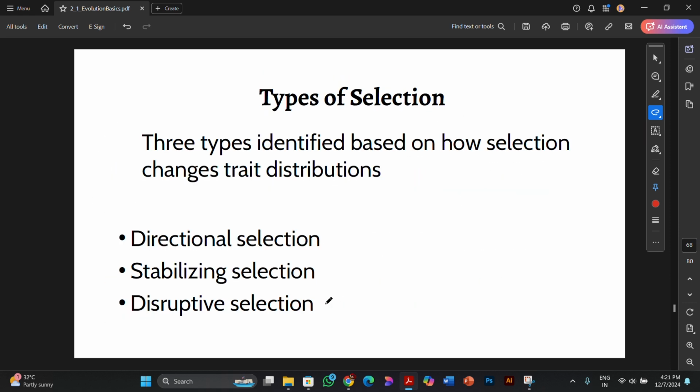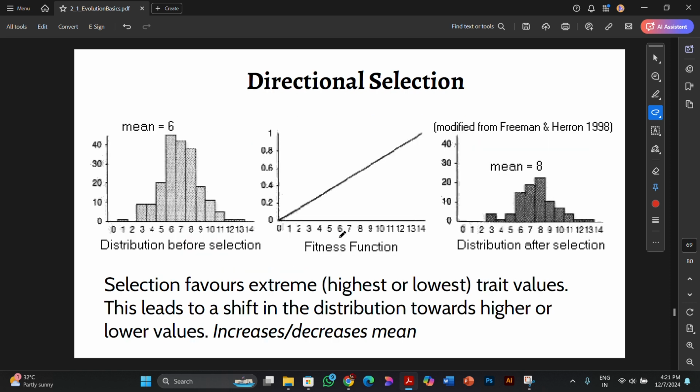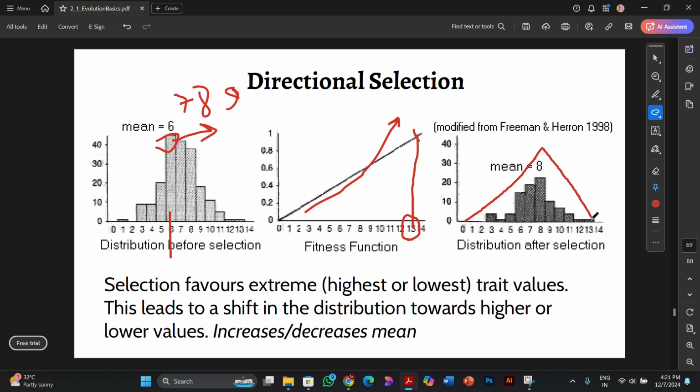So there are three types of selection: directional selection, stabilizing selection, and disruptive selection. Now first see that here the mean is 6. Now the fitness function tends upwards, so individuals having this trait are more fit to live, and they're more fit to reproduce. So what do you think? This mean will shift that way. So it may be 7, maybe 8, maybe 9. So for practical purposes, we see that the mean has come to 8.